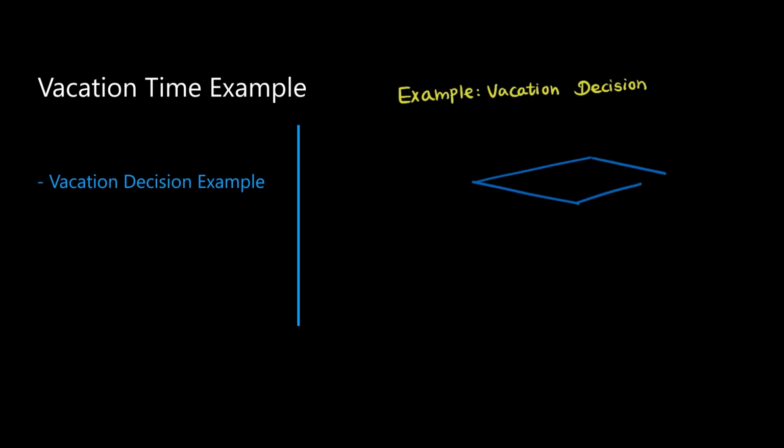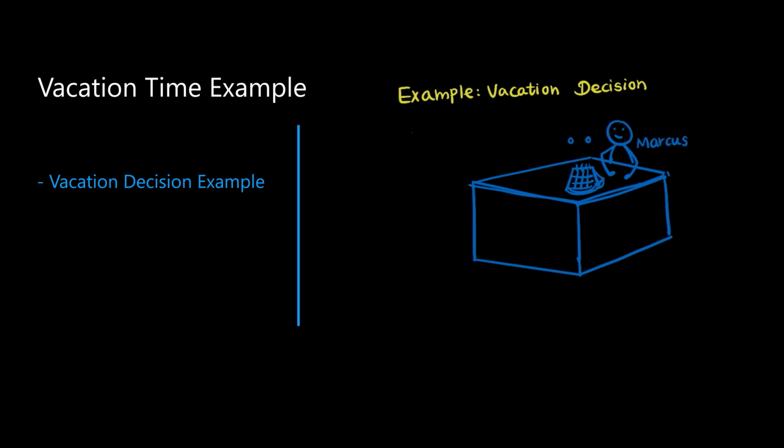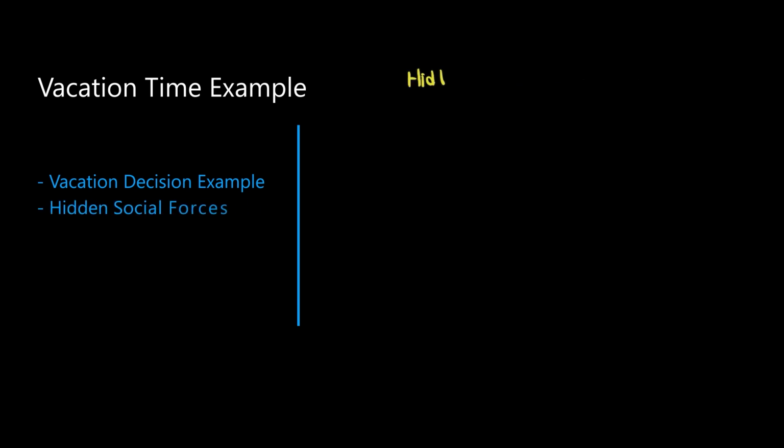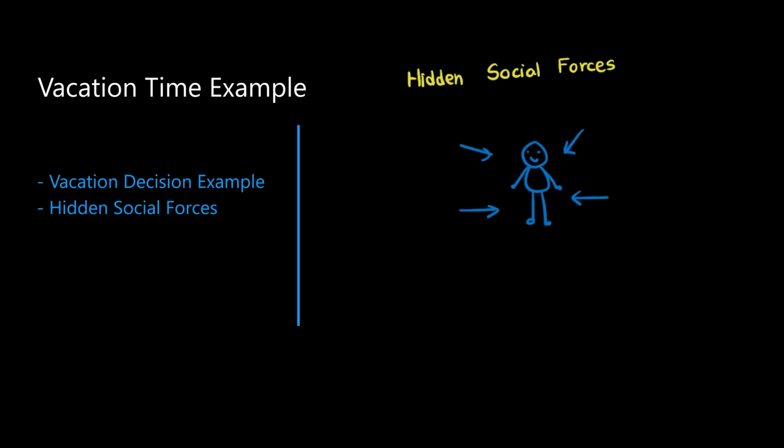Let me give you another example to make this concrete. Think about vacation time. Imagine someone named Marcus sitting at his desk, staring at his calendar, trying to decide whether to take 1 week or 2 weeks of vacation. On the surface, this seems like a completely personal decision based on his unique work situation. But here's where sociology comes in and shows us something fascinating about social forces. Marcus's decision isn't just shaped by his work projects or his boss's expectations. It's shaped by deep social patterns he might not even be aware of.